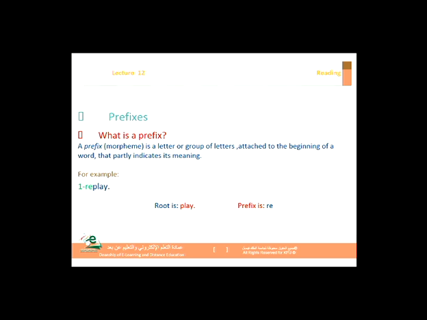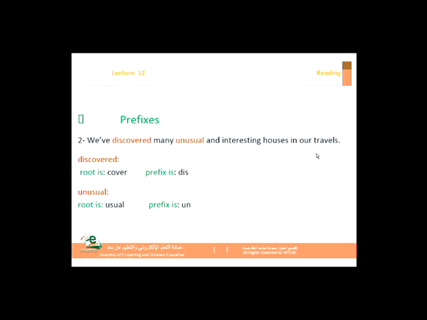A prefix, as you can read here, is a morpheme. A morpheme, you know, things or letters that we attach to the beginning or the end of words, sometimes even in the middle. This is what we call a morpheme. So a prefix is a morpheme, a letter or group of letters, attached to the beginning. This is a key word here. To the beginning of a word.